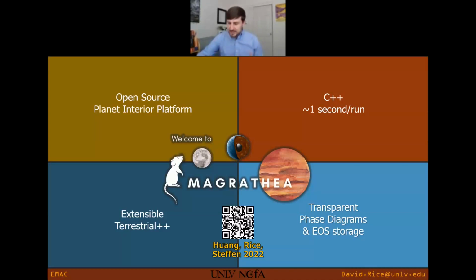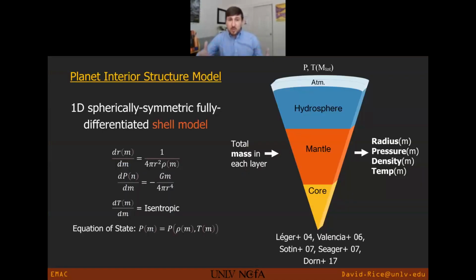And when we're talking about an interior structure model, we're talking about a 1D spherically symmetric, fully differentiated shell model generally. These were first used for exoplanets in the early to mid 2000s with the works listed down here. And what these models do is they solve the equations of hydrostatic equilibrium, including an isentropic temperature gradient. You put the mass into each layer. We have 4 layers: an atmosphere, hydrosphere, mantle, and core. And the code outputs the radius, pressure, density, and temperature, all those interior conditions that you might want to know about your planet.